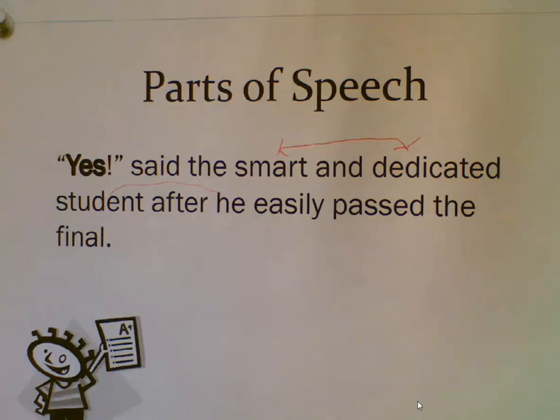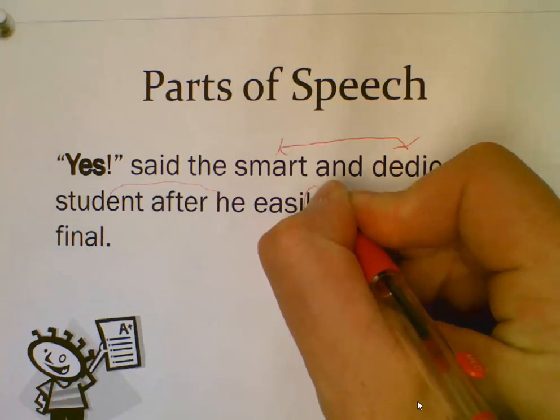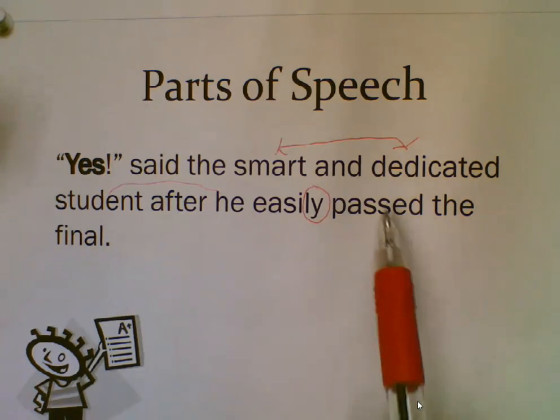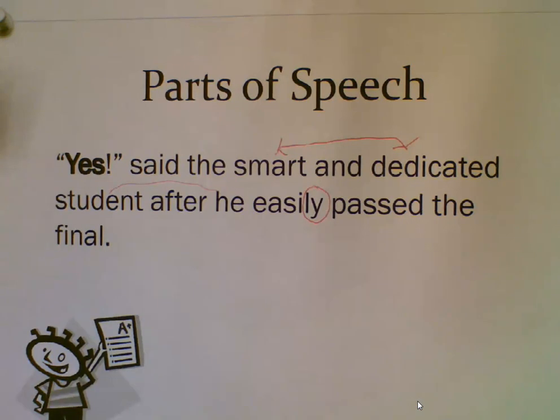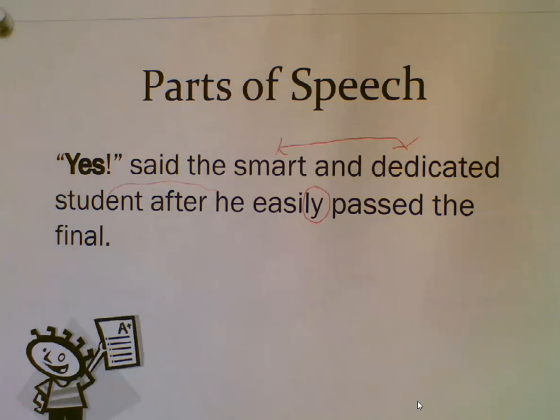Easily is an adverb. Here's a little pro tip. Adverbs most often end in ly. Again, though, what they do in a sentence is they modify verbs. It tells you how he passed the test. So passed is an action verb. The, again, is an article adjective, and final is a noun.